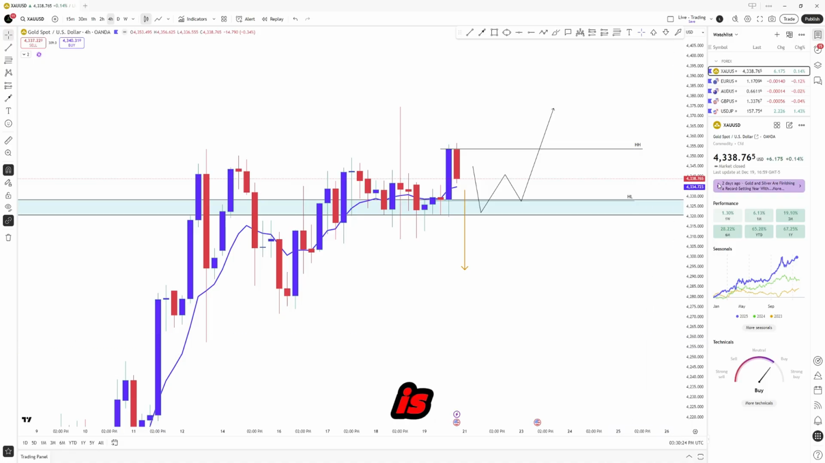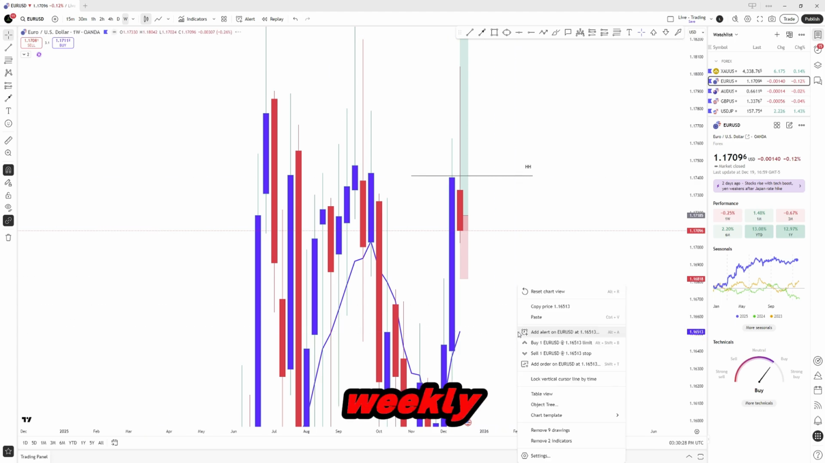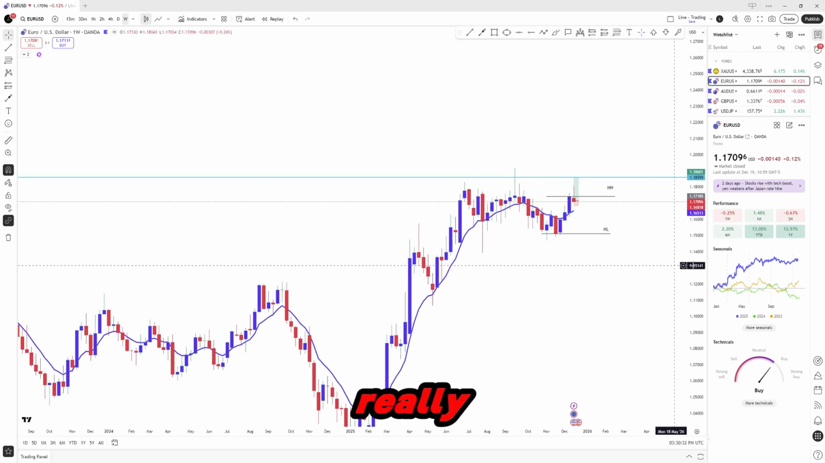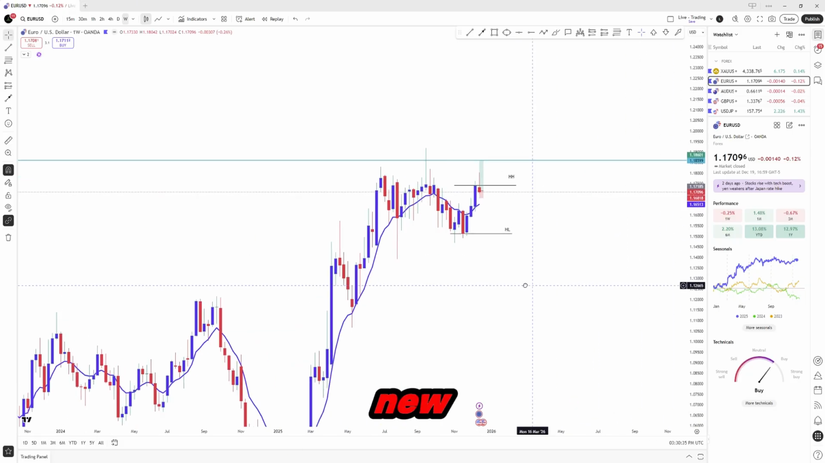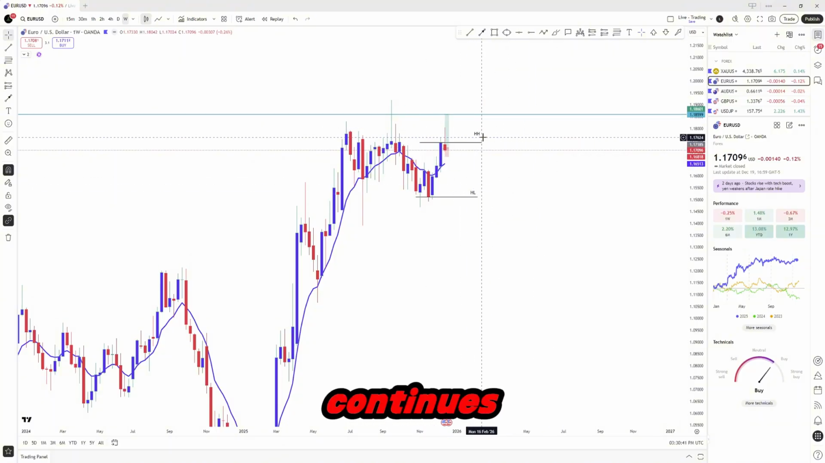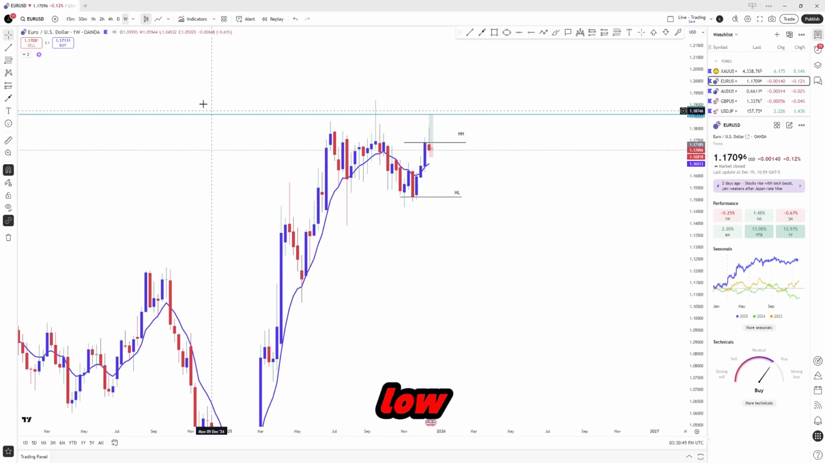Our next pair is XAUUSD. We go to the weekly. XAUUSD didn't really make any new higher high or new higher low. So right here, we marked this last week. This continues to be our higher high, and this continues to be our higher low. So on the weekly, it's still bullish.